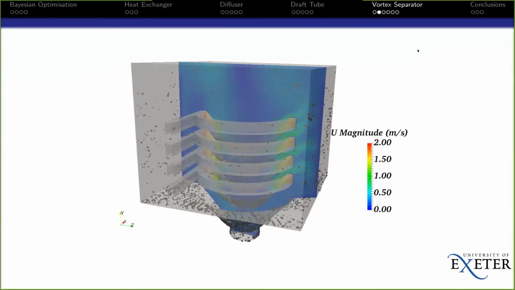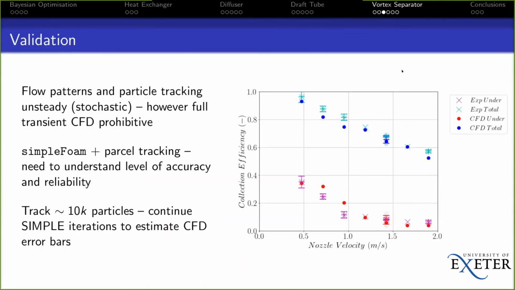Again, we want to validate this, and this has been quite a complicated process. Hydro International has a very well-equipped fluids lab and has done a lot of experimentation with this, and so has provided the experimental data here together with the experimental error bars. We're able to simulate this for different nozzle velocities, and those are the darker colors here.